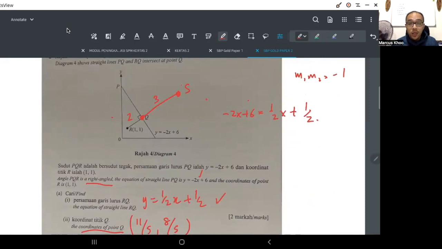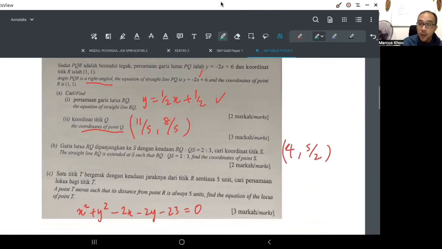So this is where you will have to use the section formula. I'm going to call this X and Y. So 11 over 5 will equal 3 times 1 plus 2 times X over 3 plus 2. That is the formula: 3 times 1, 2 times X, and then 3 plus 2, equals 11 over 5, which is coordinate Q. You do the same thing for coordinate Y, and you get the coordinate of point S, which is (4, 5 over 2).